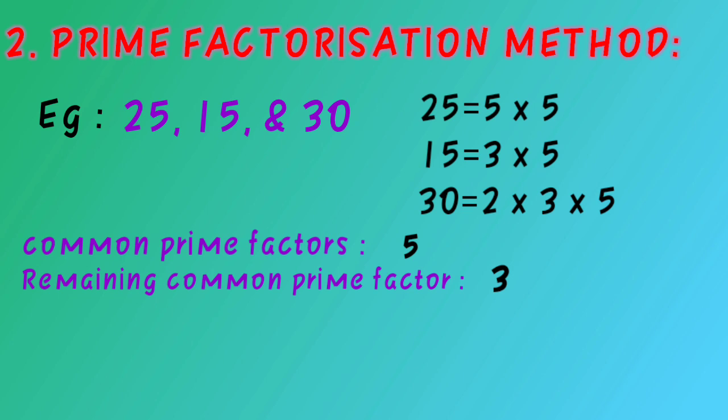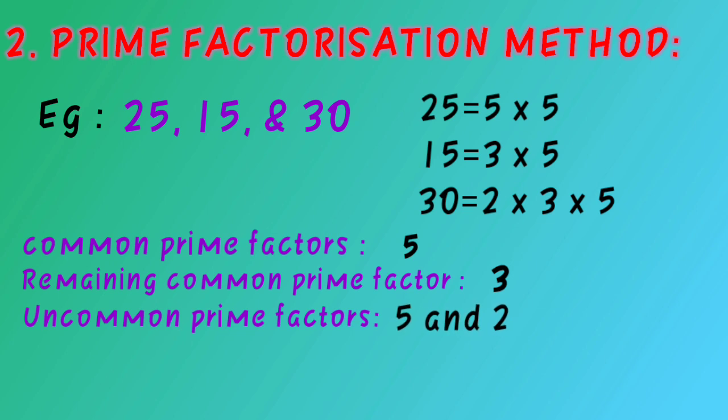Now we will also list the uncommon prime factors of all the given numbers. As you can see, 5 and 2 are the uncommon prime factors. They are not common to any of the three numbers. So we will write the uncommon prime factors as 2 and 5. Lastly, we will find the LCM, which is the product of all these numbers. Thus, LCM becomes 3 into 5 into 2 into 5 equals 150. So now you understand how to find LCM by the prime factorization method.